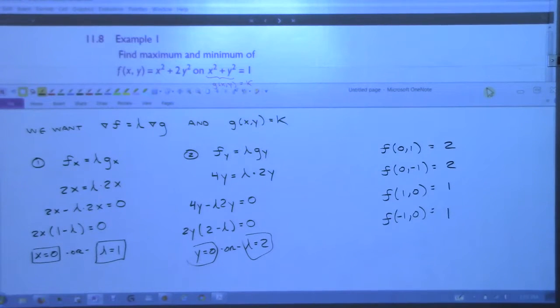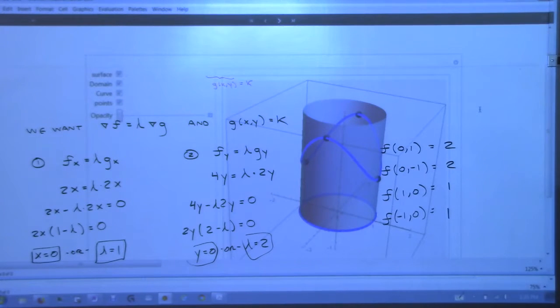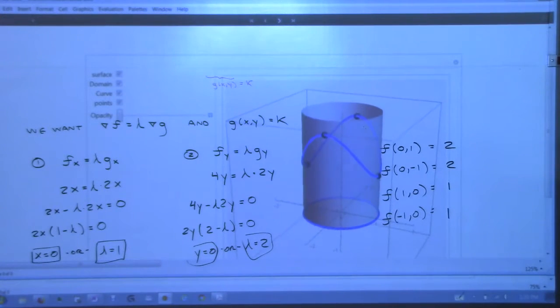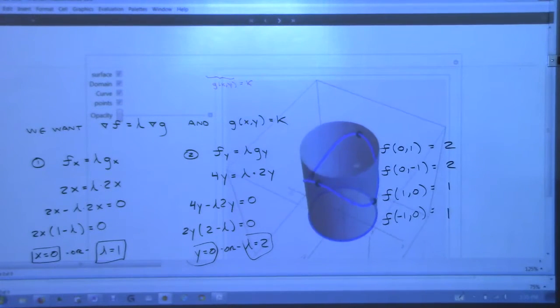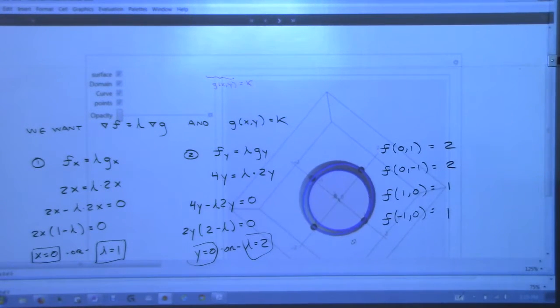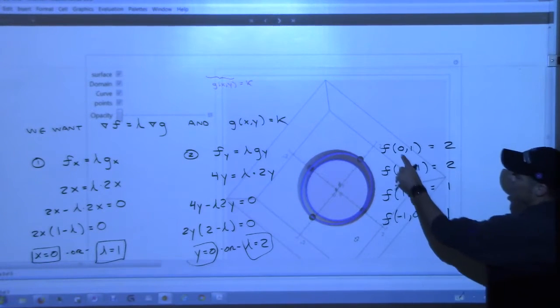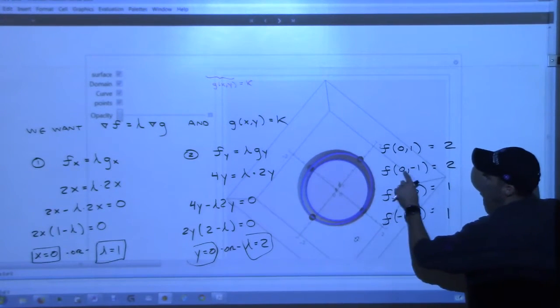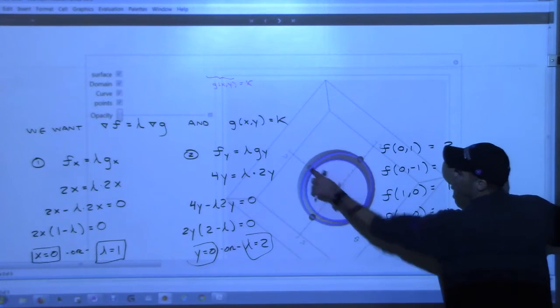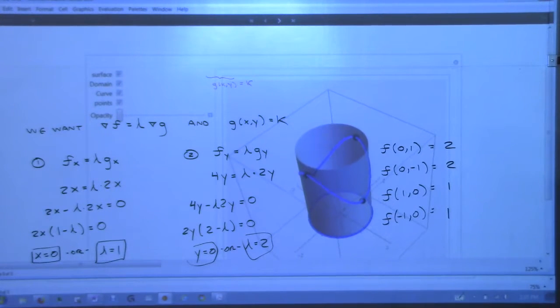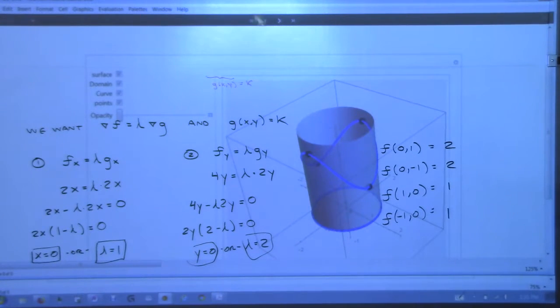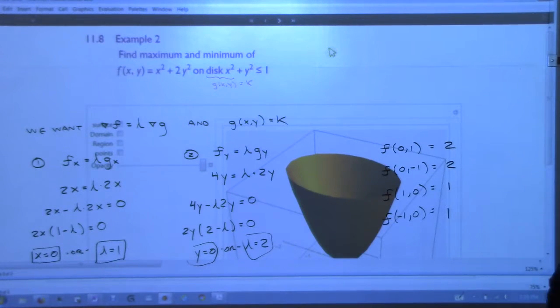So if I go back and look at this blue curve here, I know that the highest value I reach is 2. And the lowest value on that curve is 1. And I can even tell you where they occur. Like I can look at it from the top. And I can tell you that that maximum is going to be at 0, 1 and 0, negative 1. These are our two maxes. Our two mins are over there. Make sense? All right. That's it. That's Lagrange in a nutshell. Let's do another one.